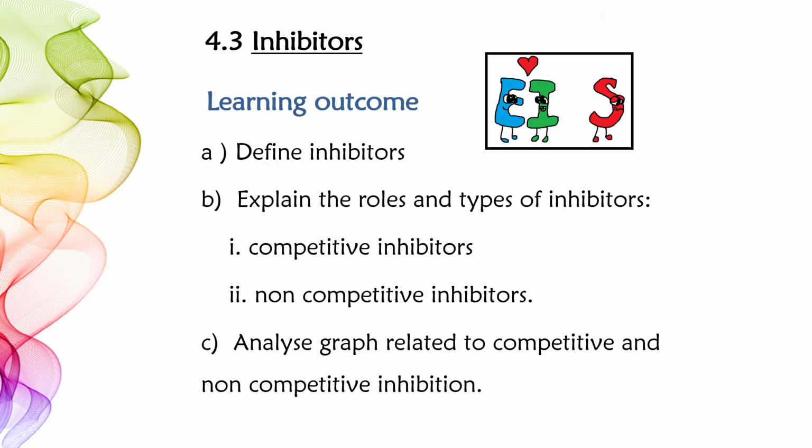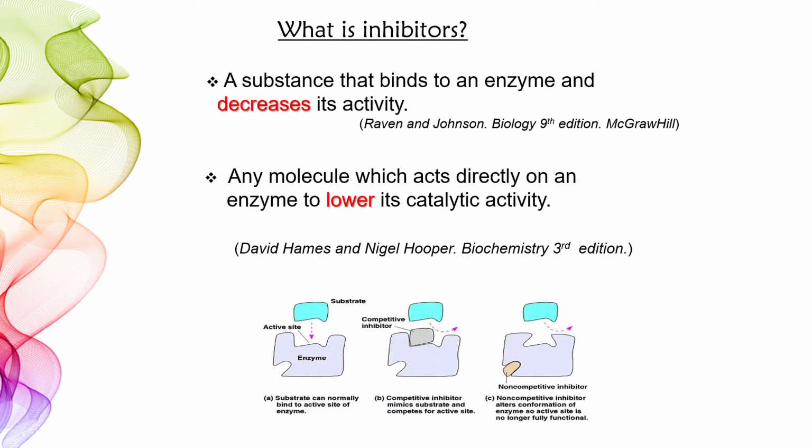4.3 inhibitor. At the end of the lesson, you should be able to define inhibitor, explain the roles and types of inhibitors, competitive inhibitors versus non-competitive inhibitors, and analyze graphs related to competitive and non-competitive inhibition. What is inhibitor? Inhibitors are substances that reduce the rate of enzyme catalysis reaction or slow down or stop enzyme controlled reaction.